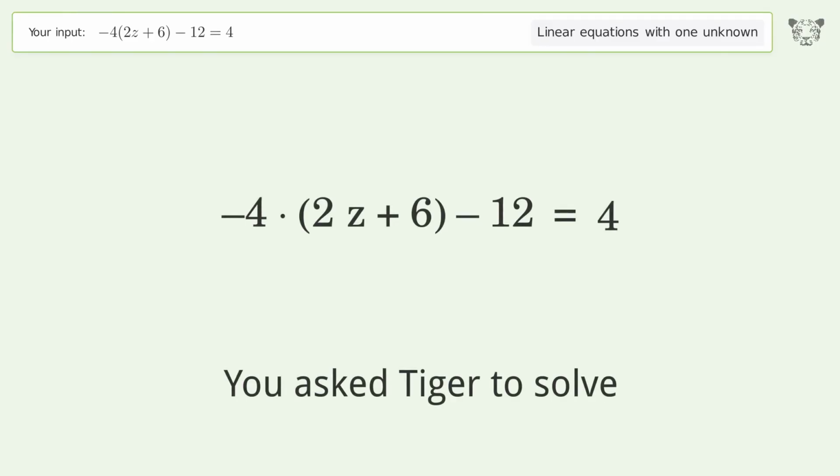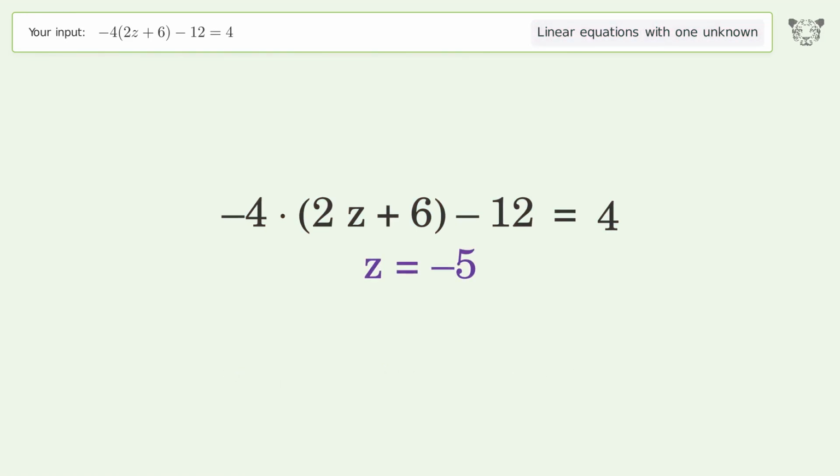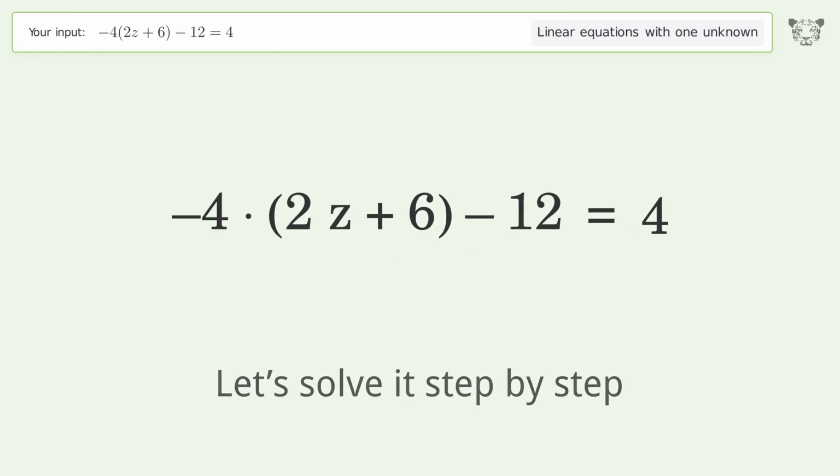You ask Tiger to solve this. It deals with linear equations with one unknown. The final result is z equals -5. Let's solve it step by step.